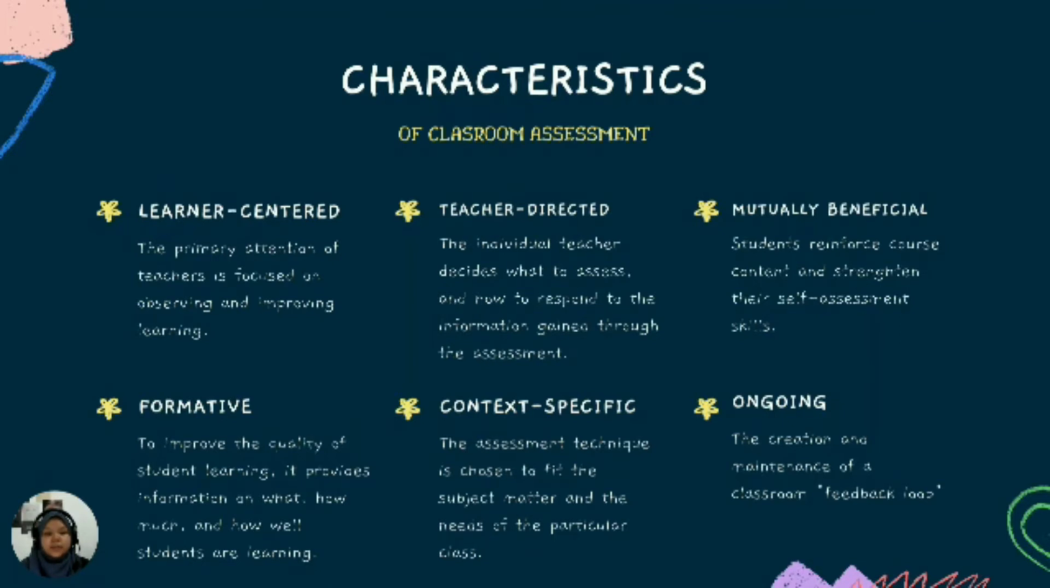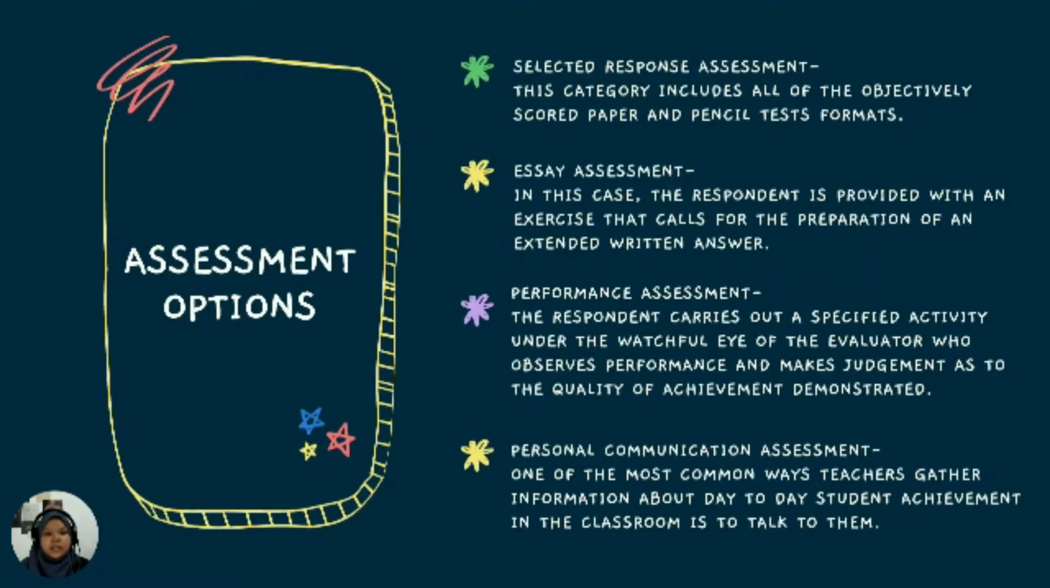Next is assessment options. The first one is selected response assessment. This category includes all of the objectively scored paper and pencil test formats. The second one is essay assessment. In this case, the respondent is provided with an exercise that calls for the preparation of an extended written answer.